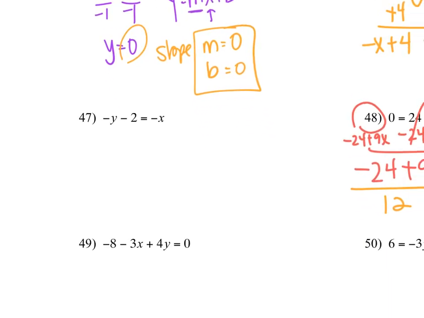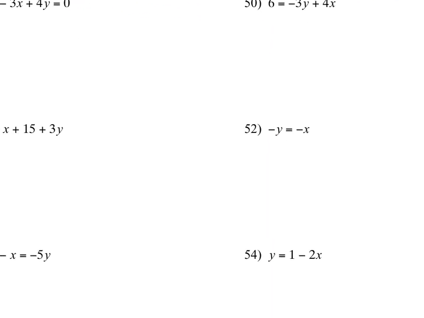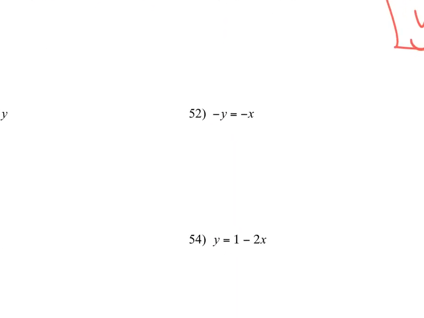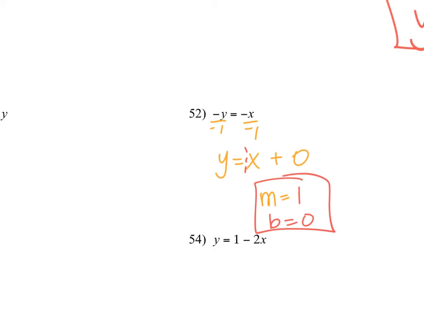Now let me show you a few more. Maybe like 52. If you divide by a negative, so y equals x plus 0. So my m equals the number in front of my x, which is 1, and my b equals 0. And hopefully now you get the idea.